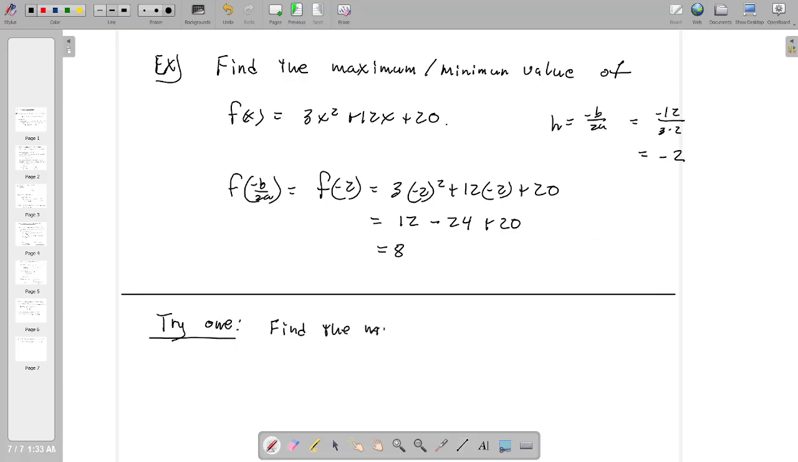Try one. Find the maximum value of f of x equals negative 2x squared minus 8x plus 4. It's a similar process. Instead of finding a minimum, though, you're finding a maximum because your a is negative.